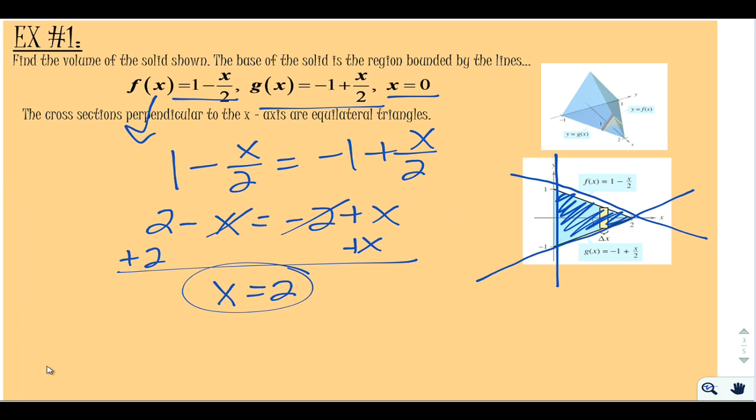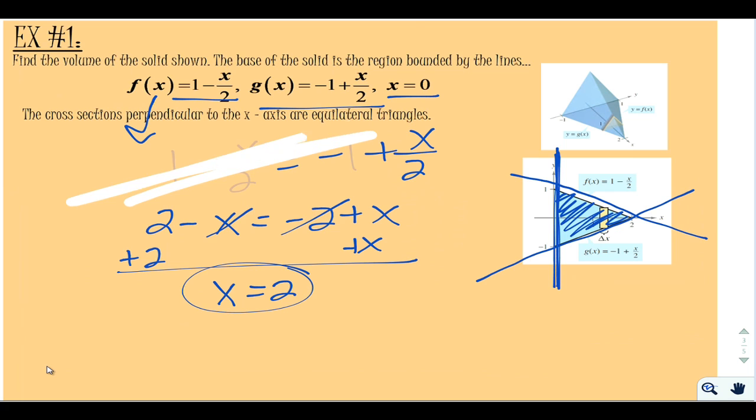And so I know that these two intersect at x equals 2, which is what the picture shows. They also are cut off by this line x equals 0. So I know my limits of integration then are going to be from 0 to 2. Okay? All right. But I'm not revolving it anymore.